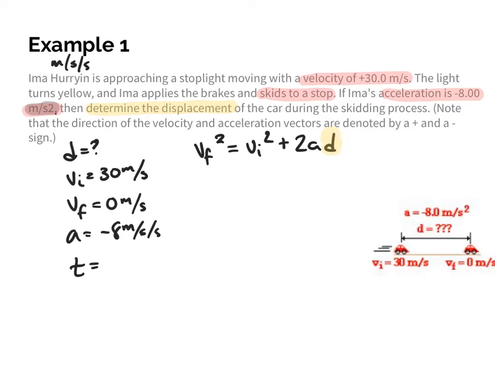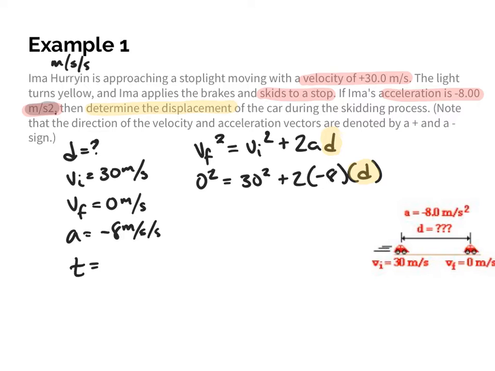But this is good because if I plug my things in, so 0 squared equals 30 squared plus 2 times -8 times D. AD means I'm multiplying. I'll just leave D in there. Again, this is the thing I'm solving for. I don't know what it is. In math, we'd write that as an X. What, an X? You betcha. So now I can solve for D. How do I do that?